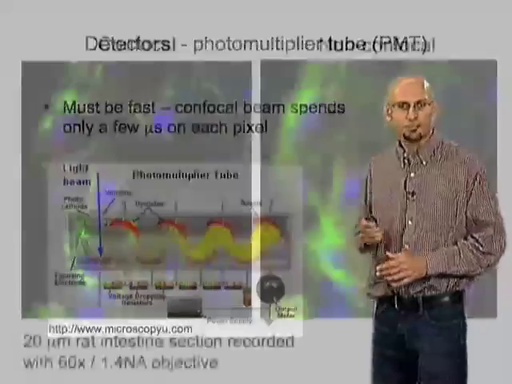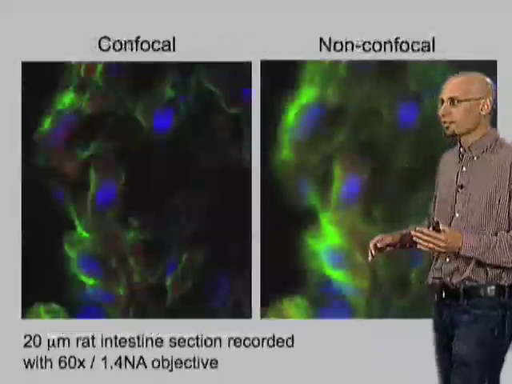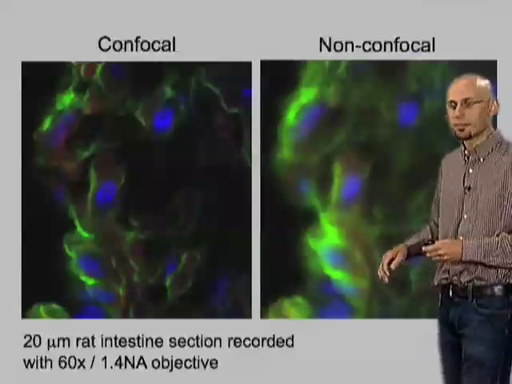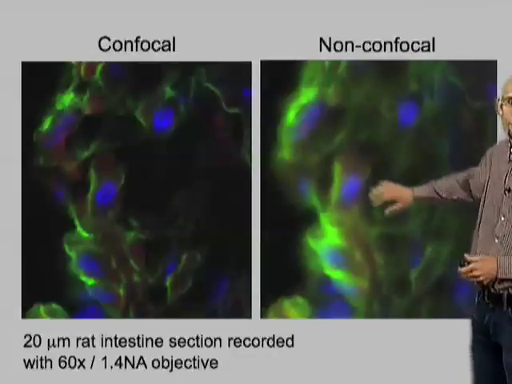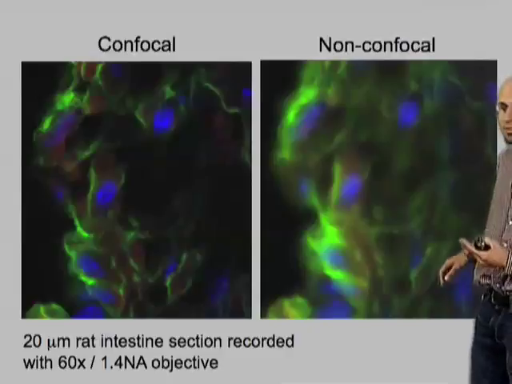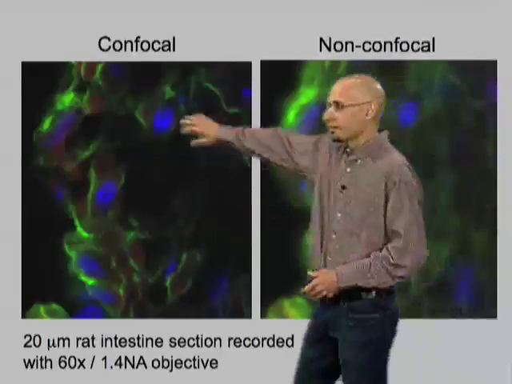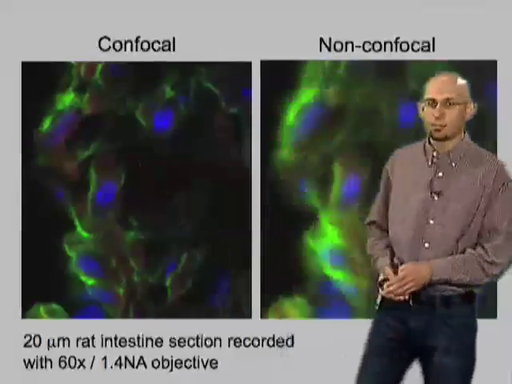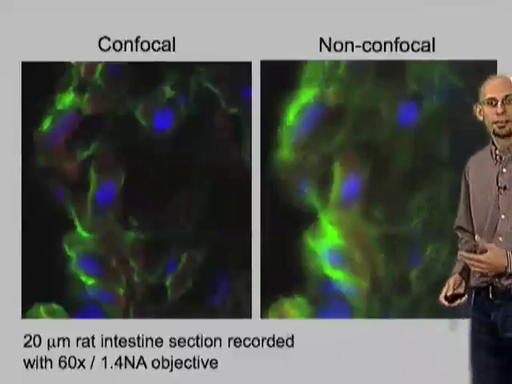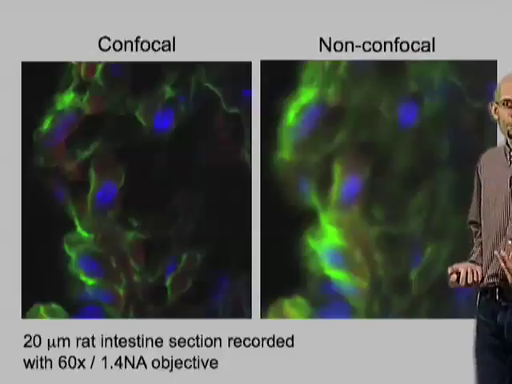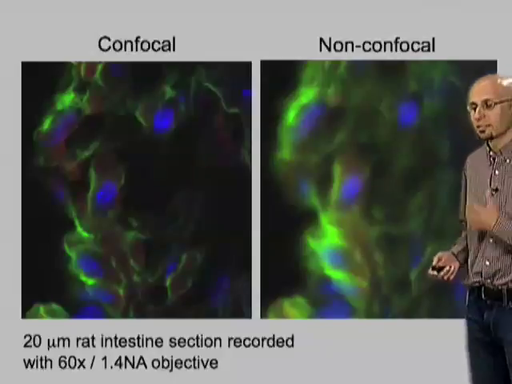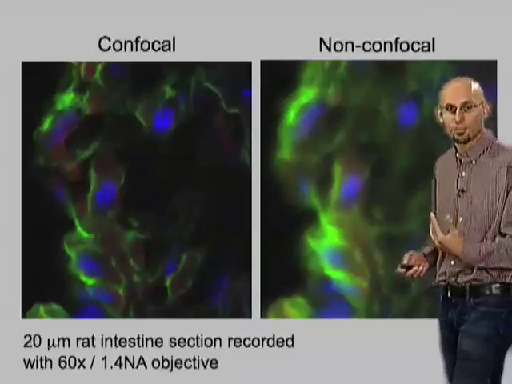So that's the detector. And then, putting this all together, here's the same image I showed you in the beginning. I'm now showing side by side just the non-confocal, so the conventional microscopy view, on the right here, and next to it, the image of that same sample in confocal. And again, you can see that the confocal has done what it's supposed to do and eliminated that out-of-focus light and given us a nice, clean, crisp view of just the regions that are in focus.